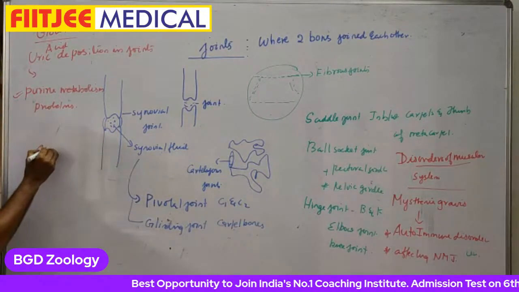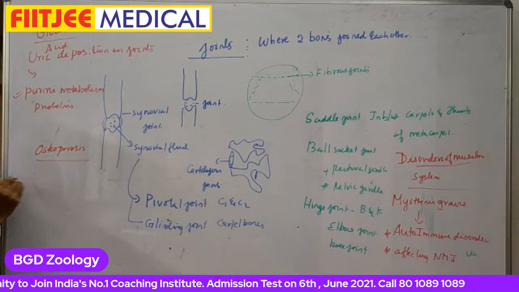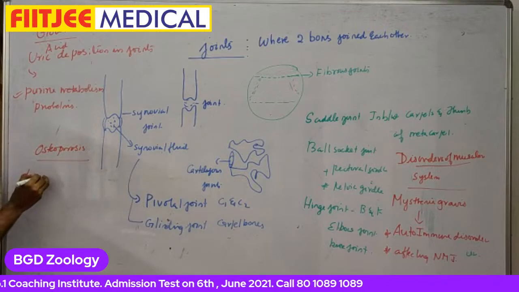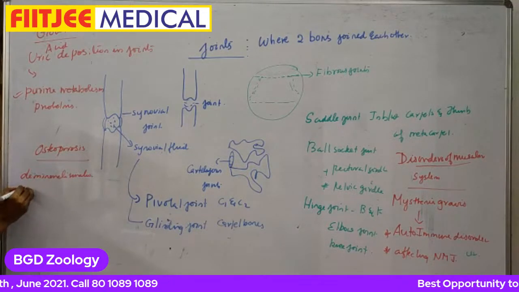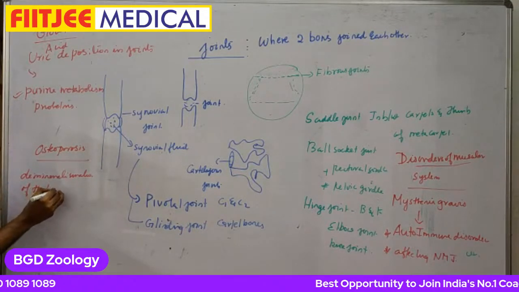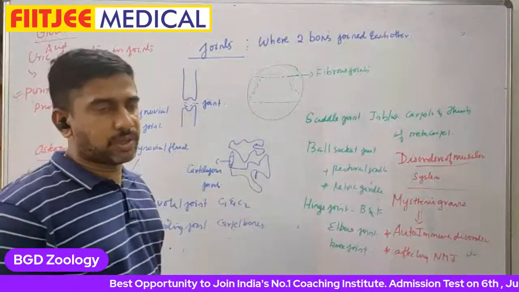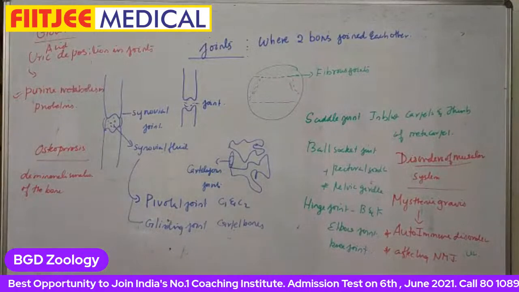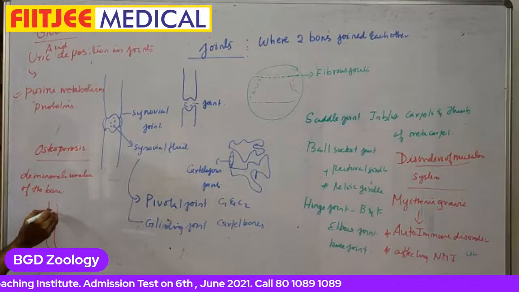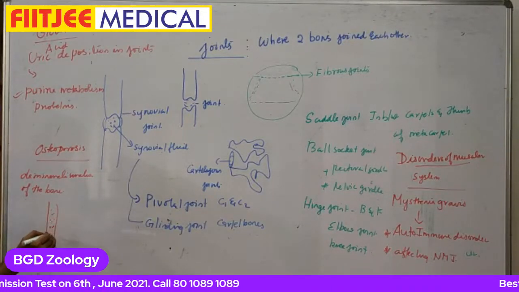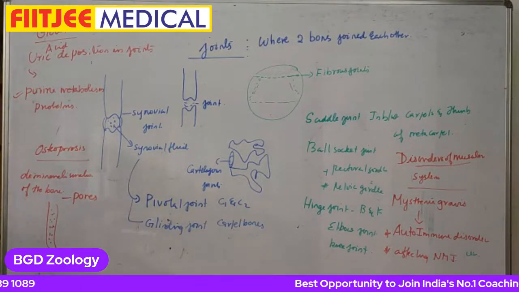Now, the next one is osteoporosis. In this, there is a demineralization of the bone. Okay, so the bone will get demineralized. That is what we call osteoporosis. While they get demineralized, listen, what will happen? They will start to get some pores. So that's why we call it osteoporosis.